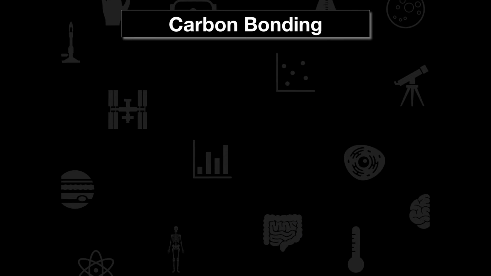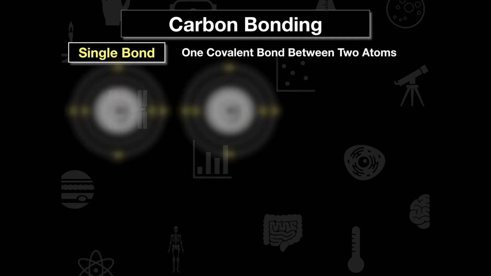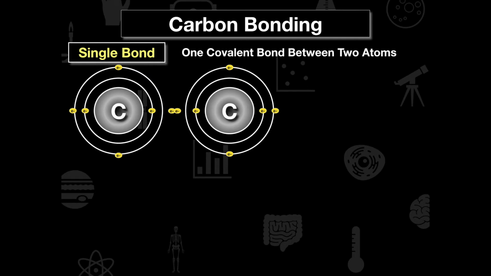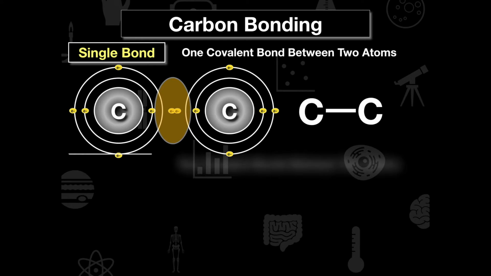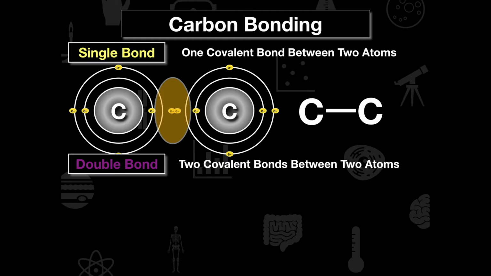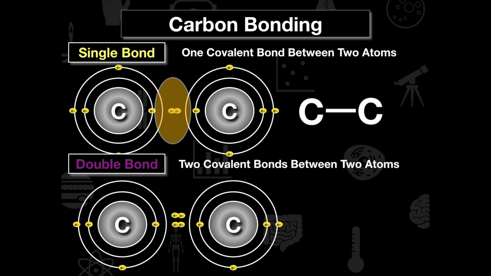So let's go into carbon bonding then, just so we understand hydrocarbons and organic molecules. When we're talking about this, we have a single bond. A single bond is one covalent bond between 2, in this case, carbon atoms. What's going to happen is the carbons are only going to share 1 pair of electrons, or 2 electrons total. If we were to represent this on paper, it would look something like this. Next we have a double bond, and this is 2 covalent bonds between 2 atoms. In this case, we have the same carbons, but instead we're sharing 2 pairs of electrons, or 4 electrons total.